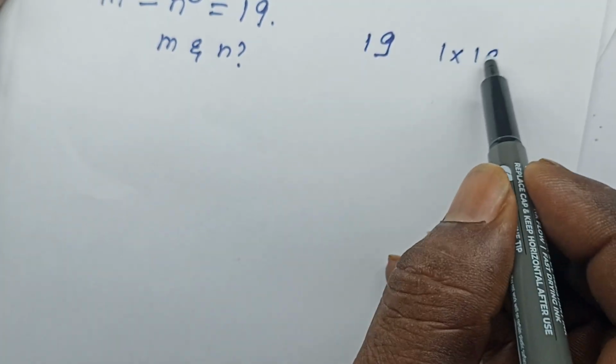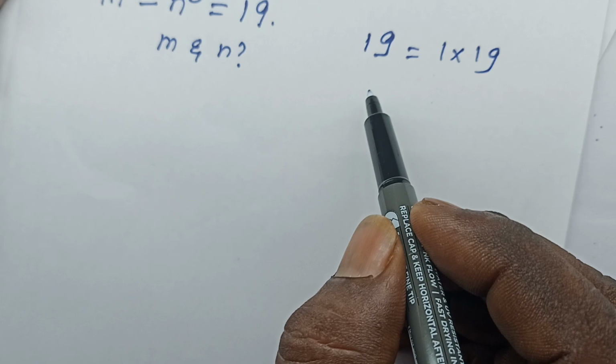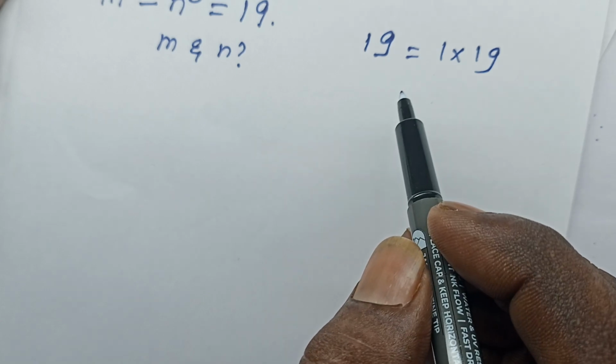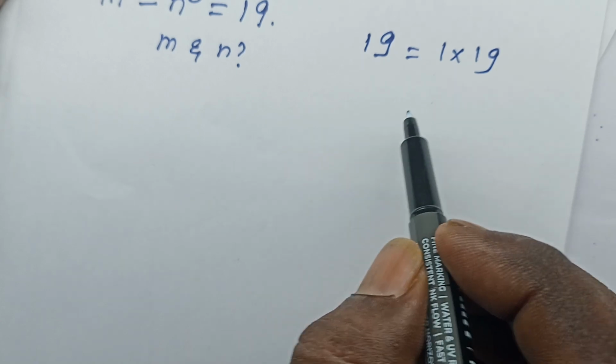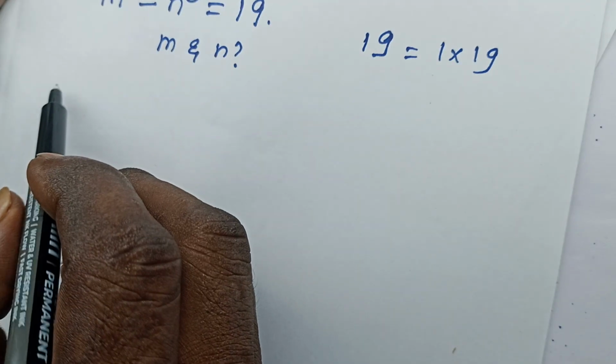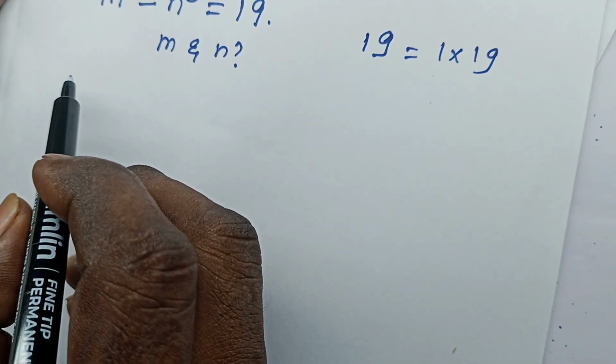1 into 19. So 19 has only one multiple factors. Now let's go to the solution.